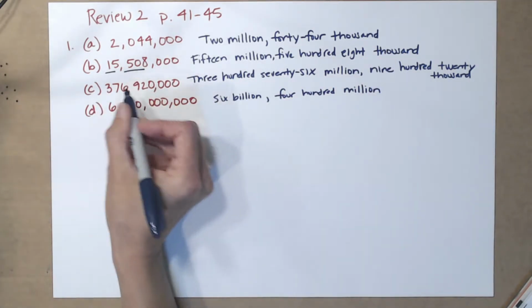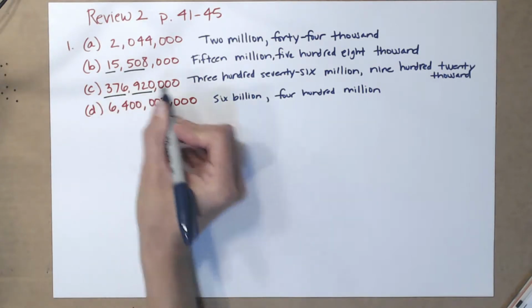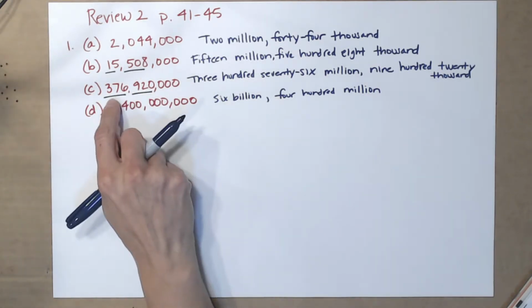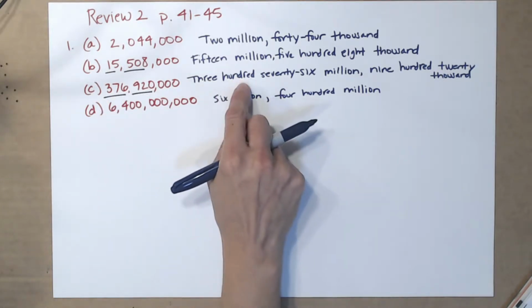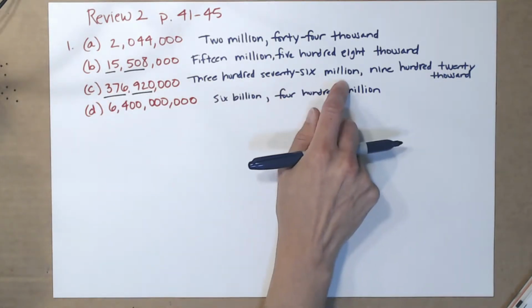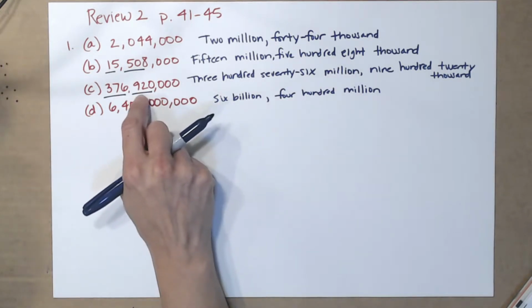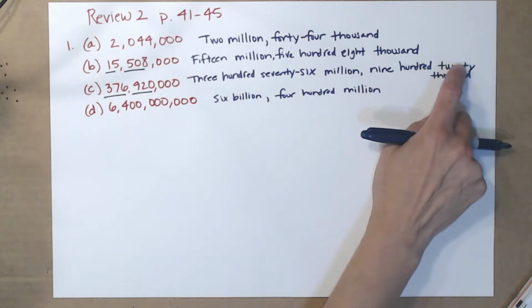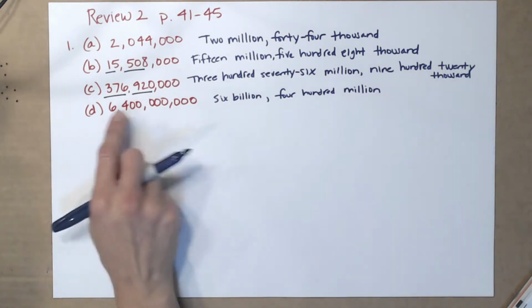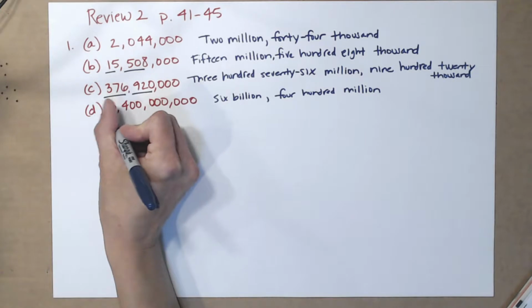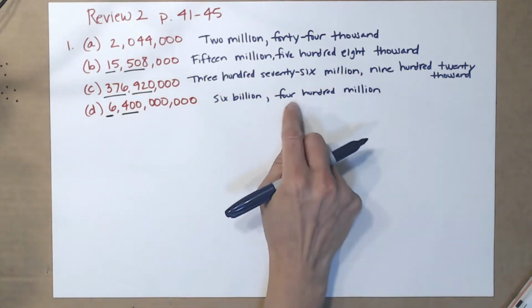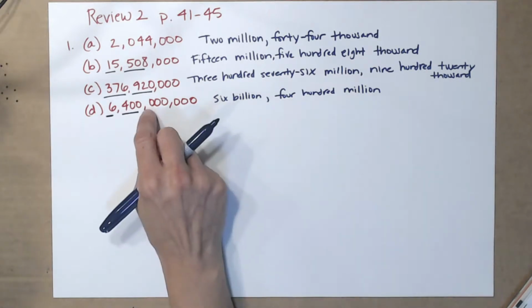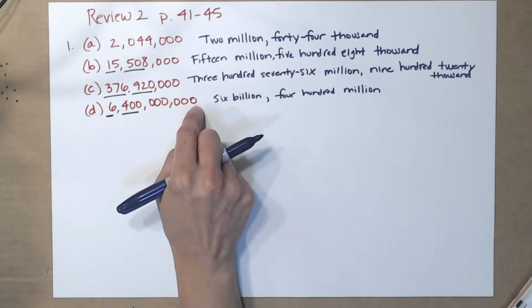And the next one we have millions and thousands again. So we have 376 million. So we write it like that, 376 million. And then in our thousands, we have 920,000. So we write 920,000. In this last one, we go up to the billions. So 6 billion, and then we have millions, 400 million. No thousands and no hundreds, tens, or ones.